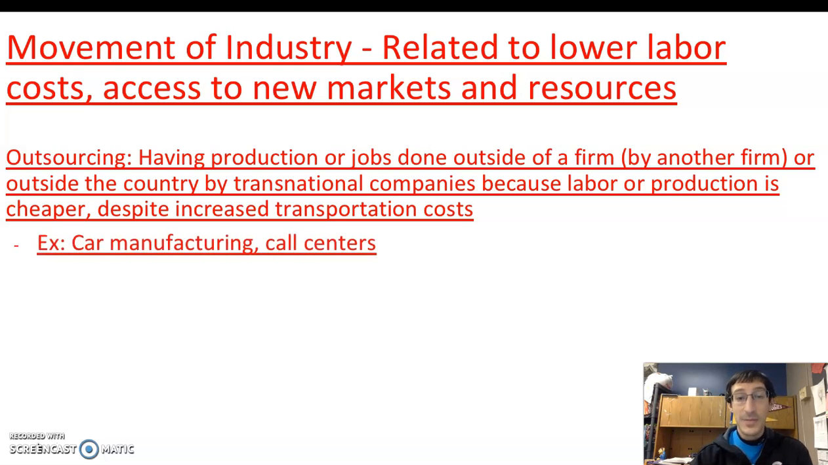All right, so some examples: car manufacturing and call centers outside the United States for people that are going to be buying cars in the United States or using those tech support lines.